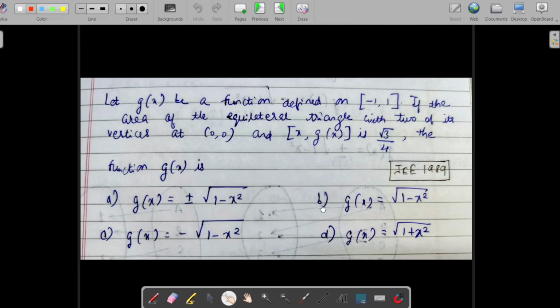So you would have seen that this was a multiple choice question, and someone who would have solved it and would not have been careful would have selected A, B and C, because all of them are basically g of x is equal to plus minus the square root of 1 minus x square, right?